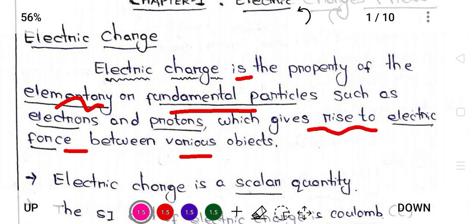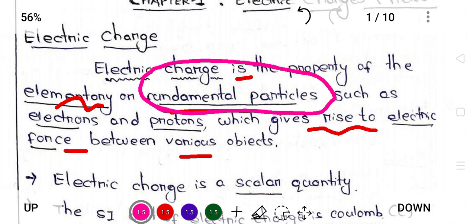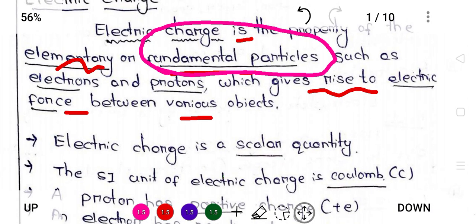Now, what does this mean? What does fundamental particles mean? By fundamental particles, we must understand those particles that cannot be divided further. For example, electron is a fundamental particle. It cannot be divided further, and the electric charge is responsible for electric forces between various objects.